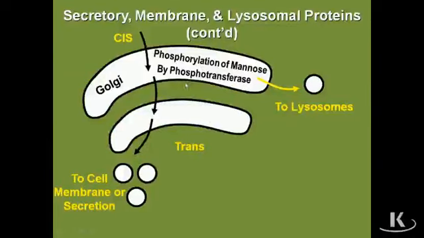It's through this phosphorylation signal. Phosphorylation of mannose creates mannose 6-phosphate residues on the lysosomal hydrolases, which then can bind to mannose 6-phosphate receptors within the Golgi, and this binding event traffics these enzymes to the lysosomes.